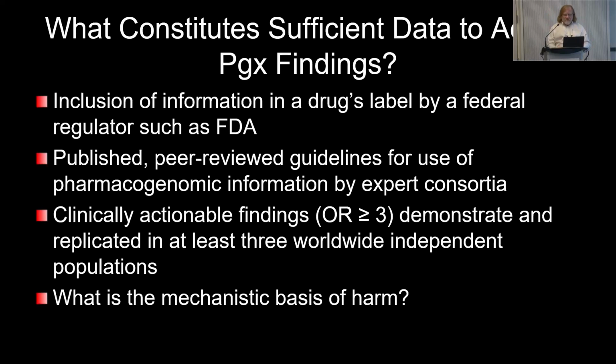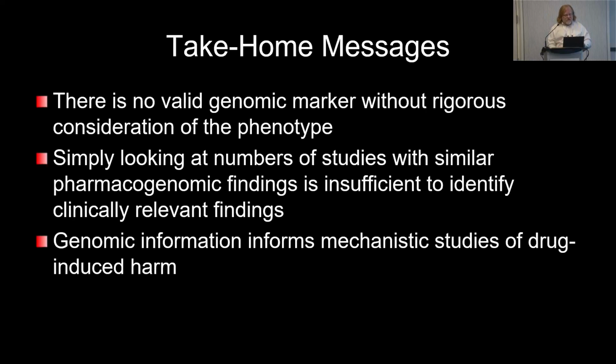And so we continue to do this particular work. My take-home messages for today are the 3. One is there's no valid genomic marker without rigorous consideration of the phenotype. That's why pharmacoepidemiologists are critical in our work and always will be. Simply looking at the numbers of studies with similar pharmacogenomic findings is insufficient to identify clinically relevant findings.